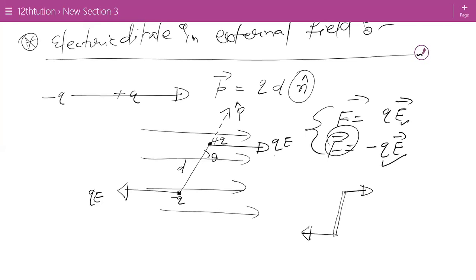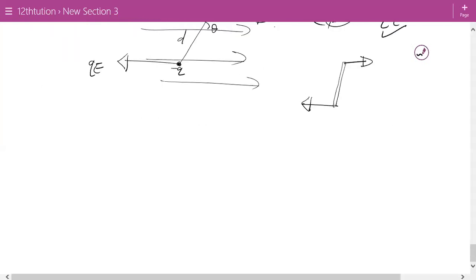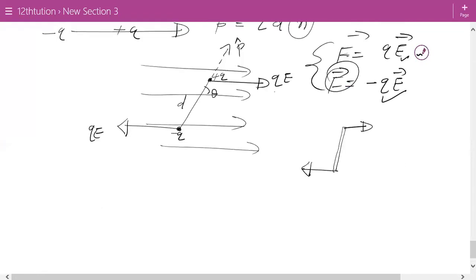Now you are looking at my face. Yes, sir, what is the torque? What is torque then? Tell me.